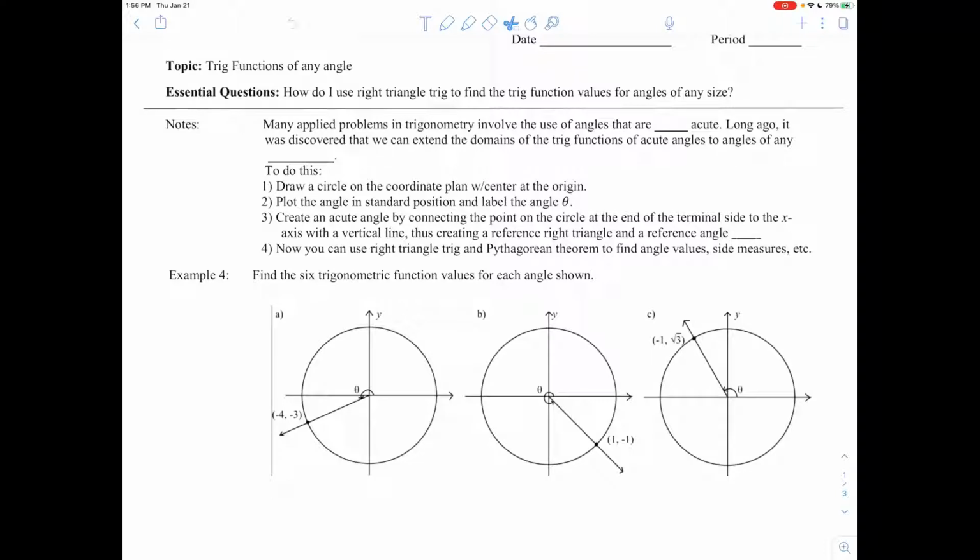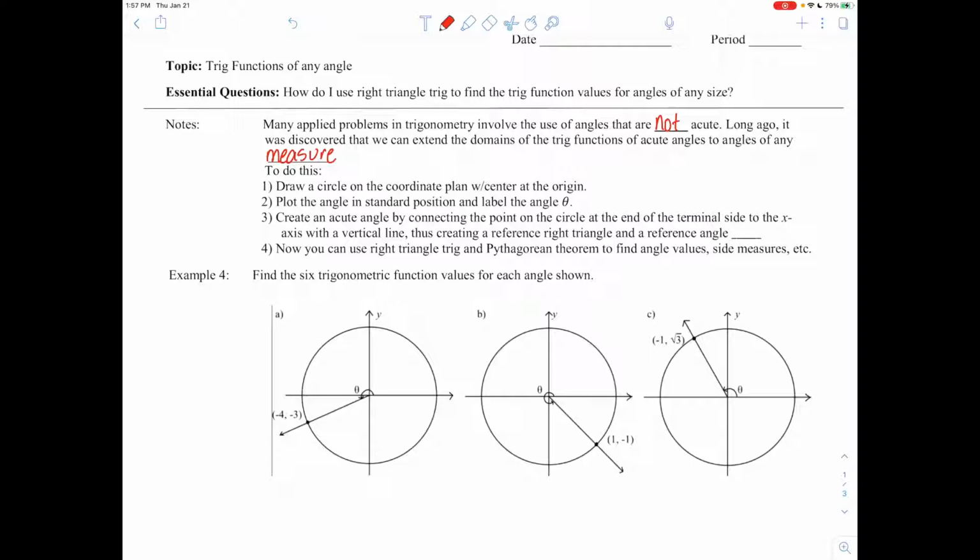So this goes like this. Many real world problems that you solve involve the use of angles that are not acute. And long ago it was discovered that you can extend the domains, all of the values of x, of the trig functions of acute angles to angles of any measure. Okay, so how do we do this?